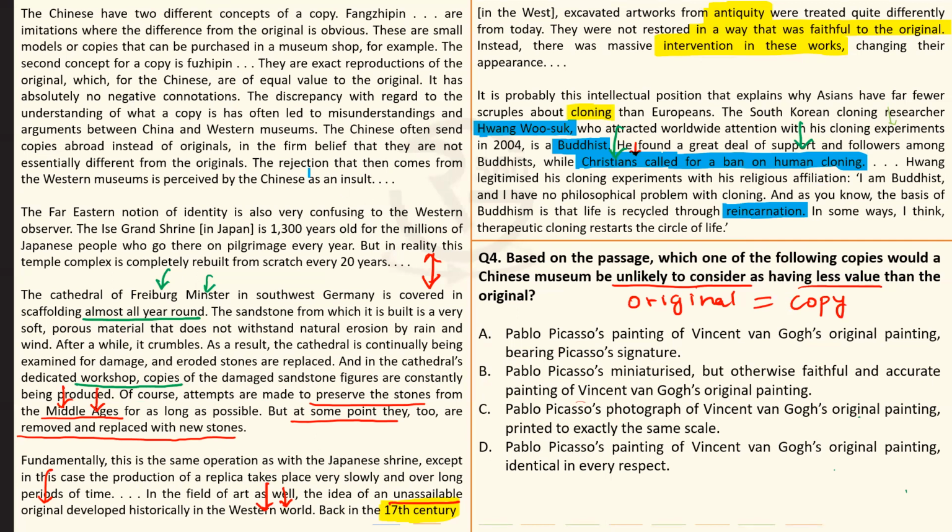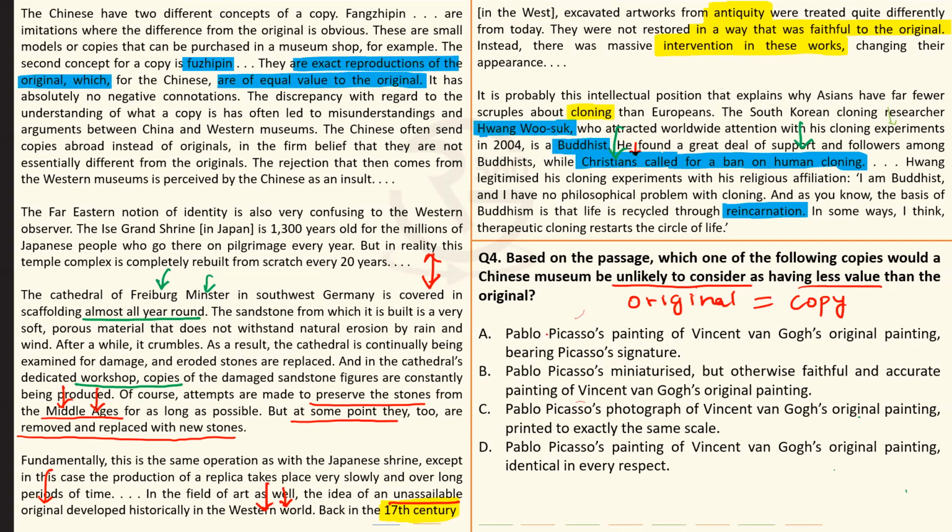तो हमें दिया है the concept of this Fuji pin given over here. What does it mean? They are exact reproductions of the original, which for the Chinese are of equal value to the original. मतलब आप exact same बनाओ, dimensions में, colors में, every aspect में उसको same बनाओ, तब जाके वो Chinese लोगों के लिए one and the same बनेगा. Okay.